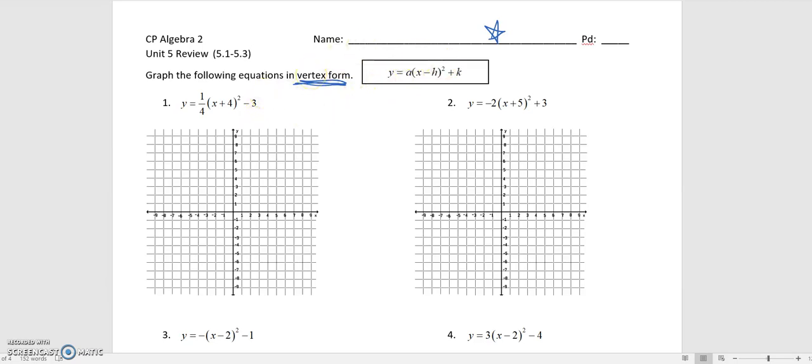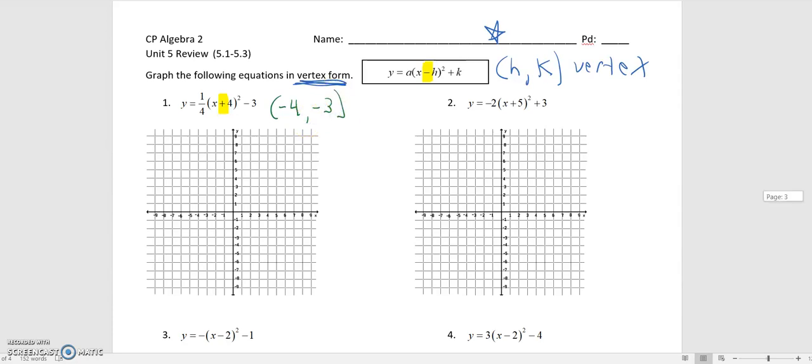What we know about vertex form is that the h and the k are going to be the values of your vertex. So when I look at this first one and I say, what is my h value? Please remember that right here, it is a minus sign. So if you are given a plus sign, remember you are thinking about what is the opposite of what's inside. So as far as my vertex goes, that will be a -4. And then the k value comes from what's on the outside, which in this case is a -3.